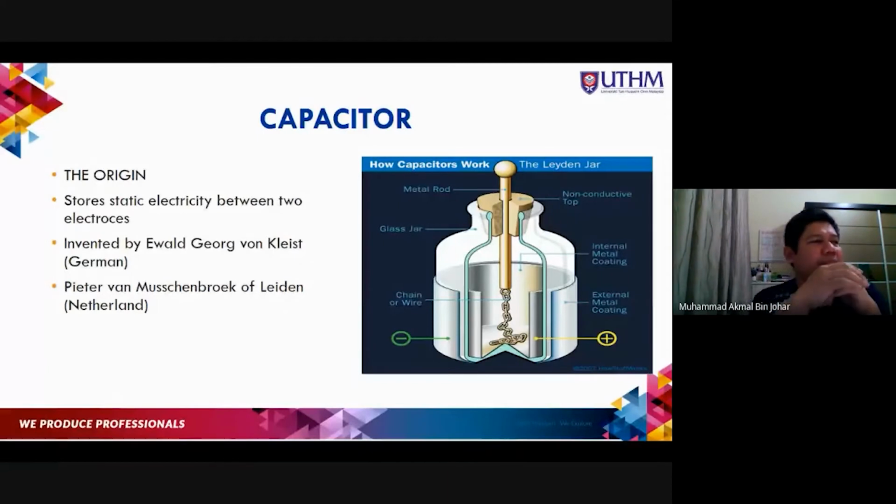So the origin of the capacitor was to store static electricity charge between two electrodes. It was invented at more or less the same time by two people: the German scientist Ewald Georg von Kleist, and also Peter van Musschenbroek of Leiden in the Netherlands. These are the two persons who introduced the capacitance or capacitor concept.